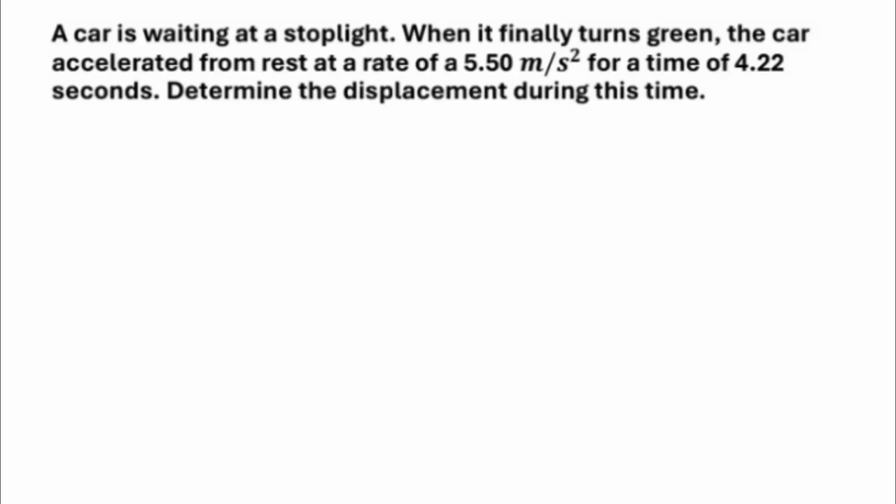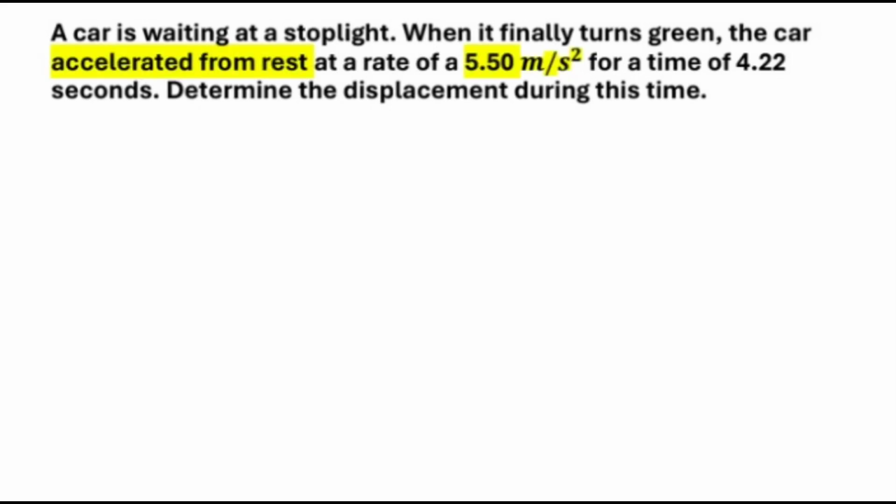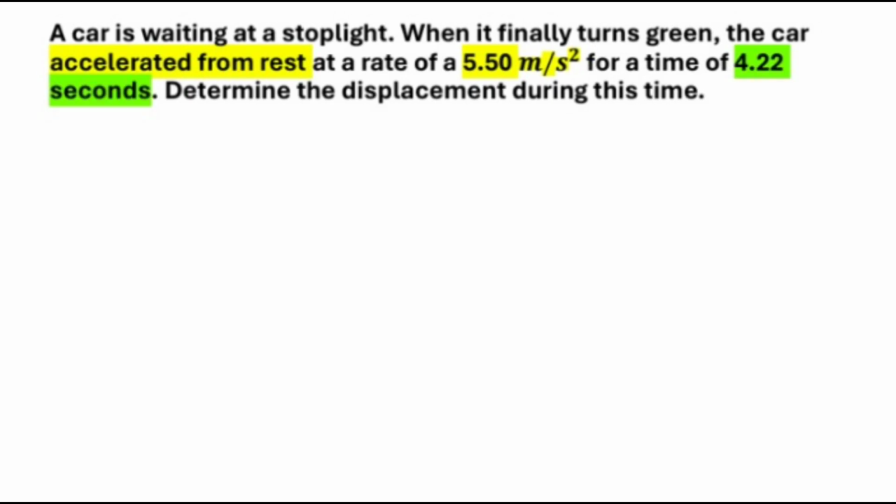Alright, as usual, we are going to highlight some key clues. The first clue that I like to highlight is the fact that the car is accelerated from rest, which means my initial velocity is 0 meters per second, plus the acceleration given as 5.50 meters per second squared. The second part that I'm going to highlight is 4.22 seconds, which is the time duration.